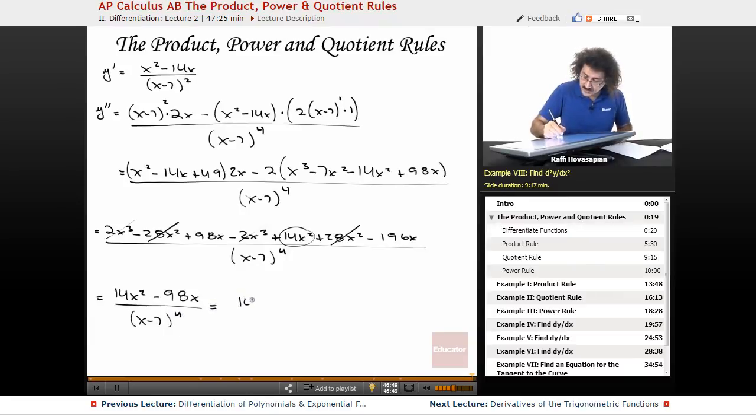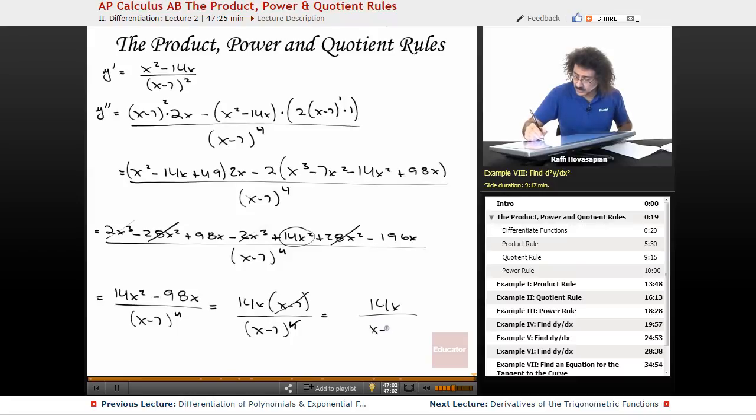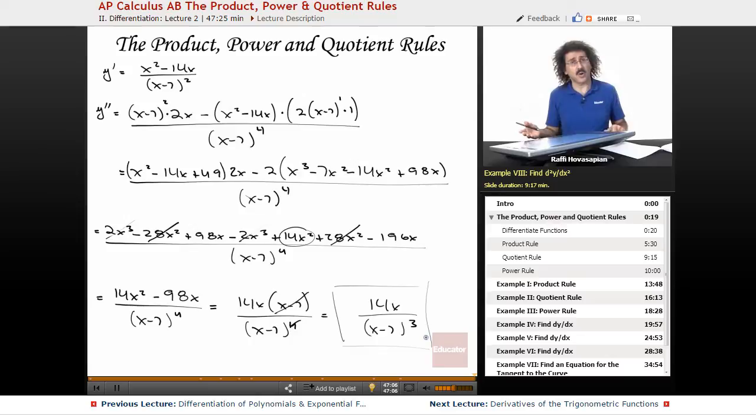I'm going to pull out a 14x, and I'm going to write that as x minus 7. This is x minus 7 to the 4th. This one cancels one of these. I'm left with 14x over x minus 7 cubed. So it's absolutely your choice. You can either go product rule, you can go quotient rule. You're going to end up with the same answer. One of them is more tedious, usually, than the other. And in this particular case, it looks like the quotient rule was actually the one that is more tedious.